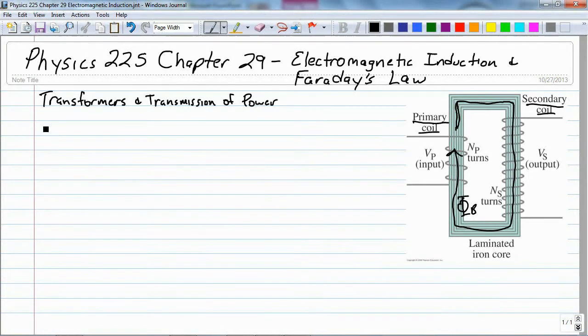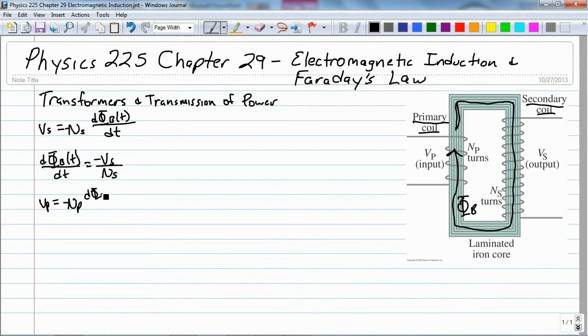So let's write the equations here using Faraday's law. The voltage potential in the secondary is equal to the negative number of turns in the secondary times the differential of the flux with respect to time. And I can just write this flux is equal to the potential divided by the number of turns. And let's do the same thing for the primary. Simplify it, put the derivative on the other side.